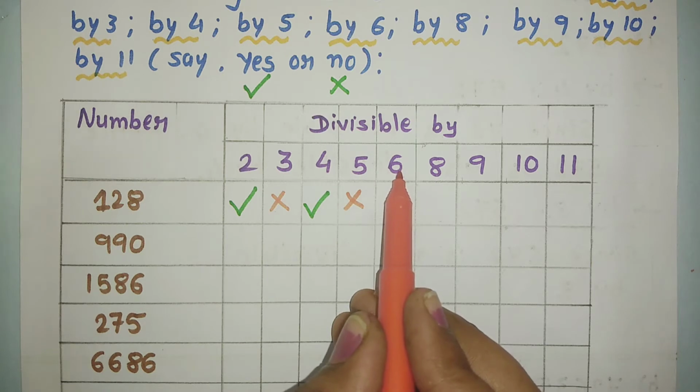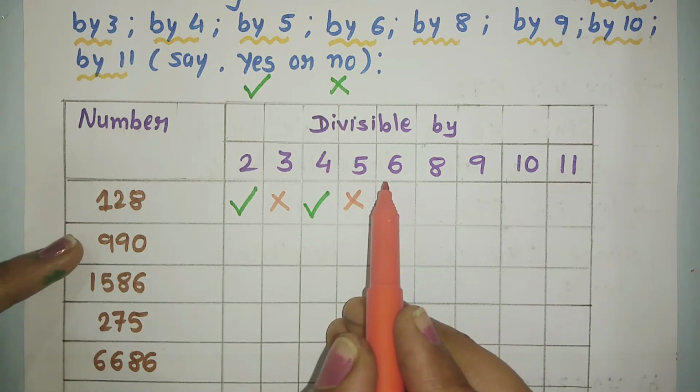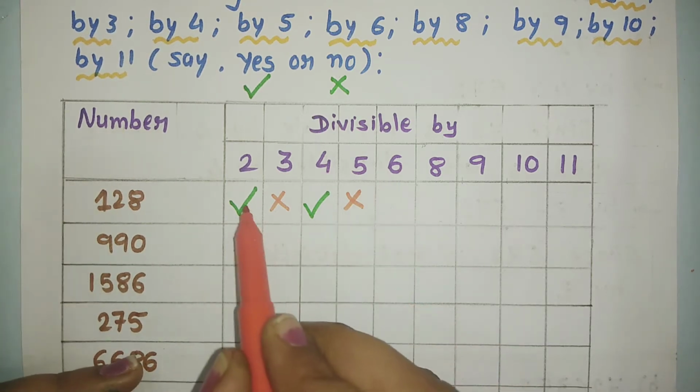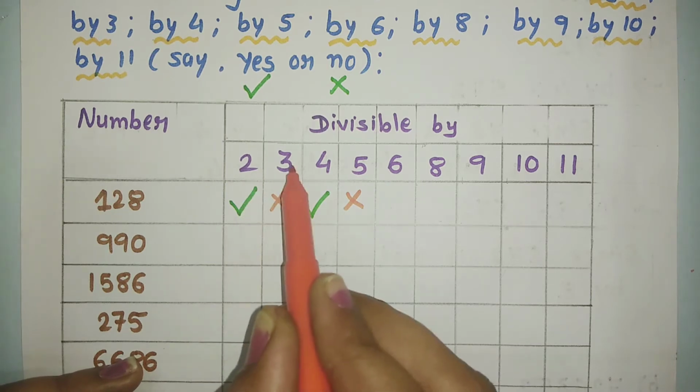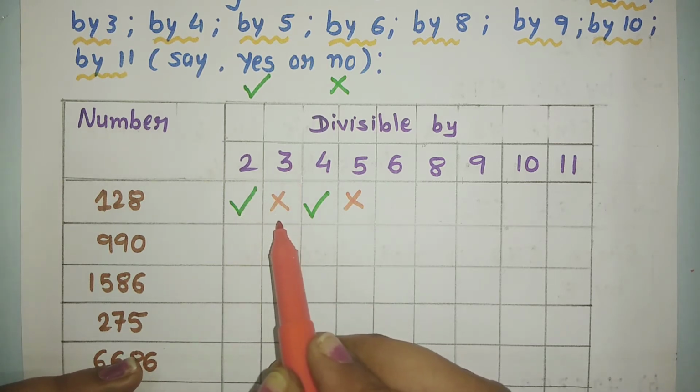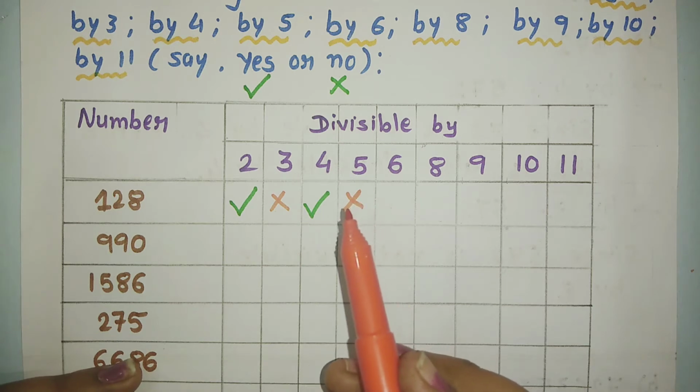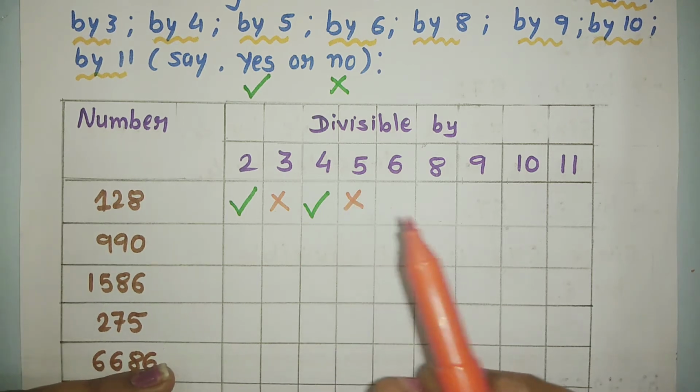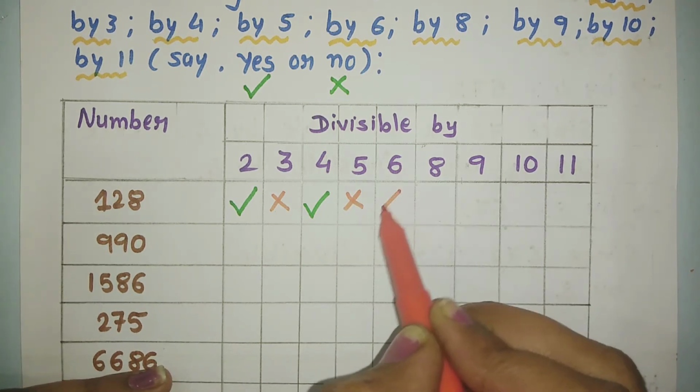What is the rule for 6? The number should be divisible by both 2 and 3. It is divisible by 2, but it is not divisible by 3. So this is not acceptable, because the rule for 6 is that it must be divisible by both. So it is not divisible by 6.